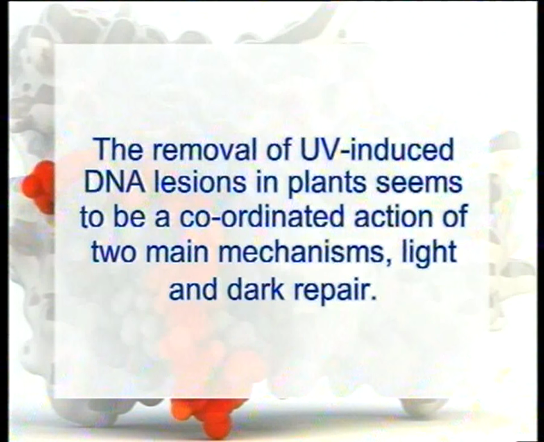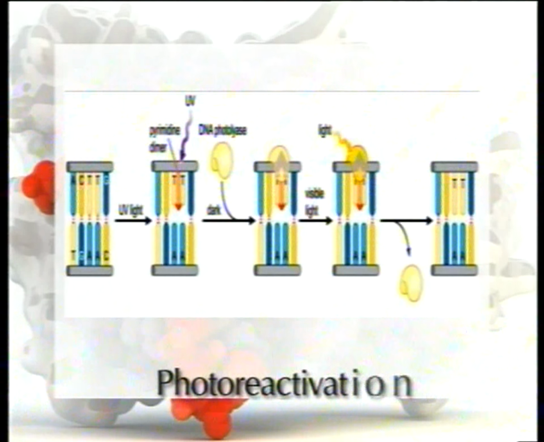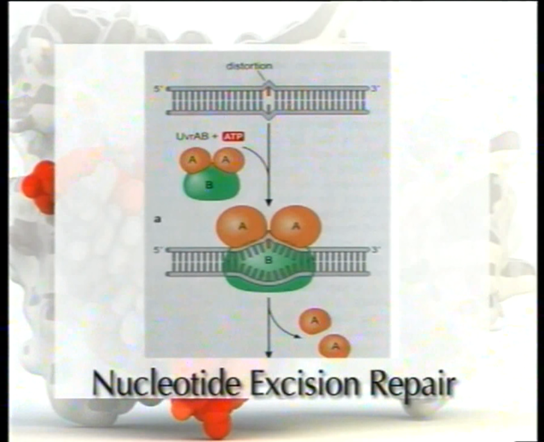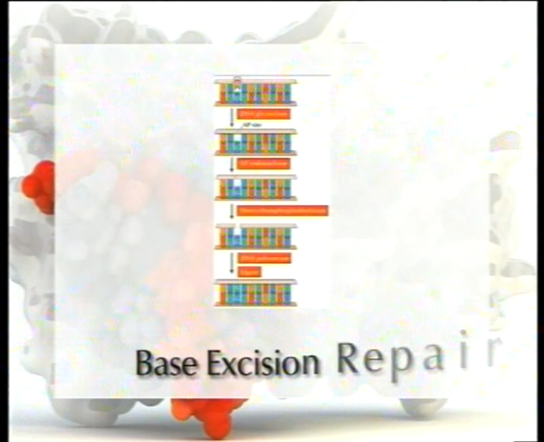The removal of ultraviolet-induced DNA lesions in plants seems to be a coordinated action of two main mechanisms, light and dark repair. The pathways by which DNA gets repaired are: number 1, photoreactivation; number 2, nucleotide excision repair, abbreviated as NER; number 3, base excision repair, abbreviated as BER. Nucleotide excision repair and base excision repair are light independent, while photoreactivation is light dependent. Now, we will discuss the repair pathways one by one.